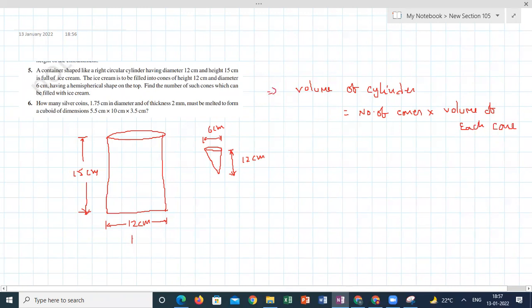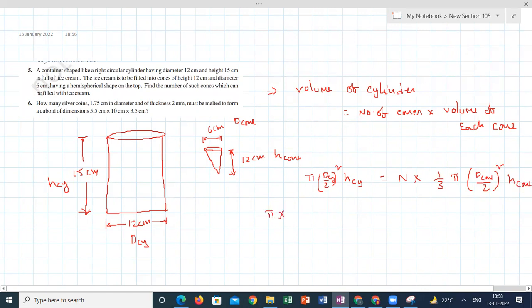So if I am taking this, the diameter of the cylinder is d cy, height of the cylinder is h cy. This is the diameter of the cone d cone, height of the cone is h cone. So volume of the cylinder is pi (d by 2) whole square h cylinder, which is equal to number of cones n, I don't know, 1/3 pi (d cone divided by 2) whole square into h cone.